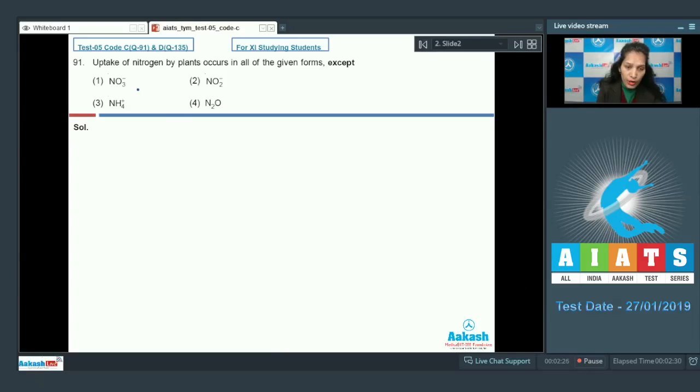See, the most common form of nitrogen for the plants is nitrate. So plants can take nitrogen in the form of nitrate. They can also take nitrogen in the form of ammonium ions. Plants can also take nitrogen in the form of nitrite ions, but they cannot take nitrogen in the form of nitrogen oxide. So the correct option for the given question is option number 4. Let's move on to the next question.